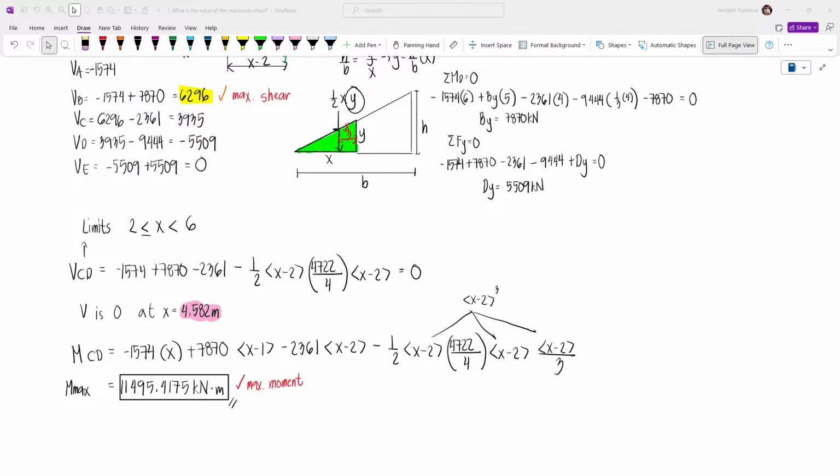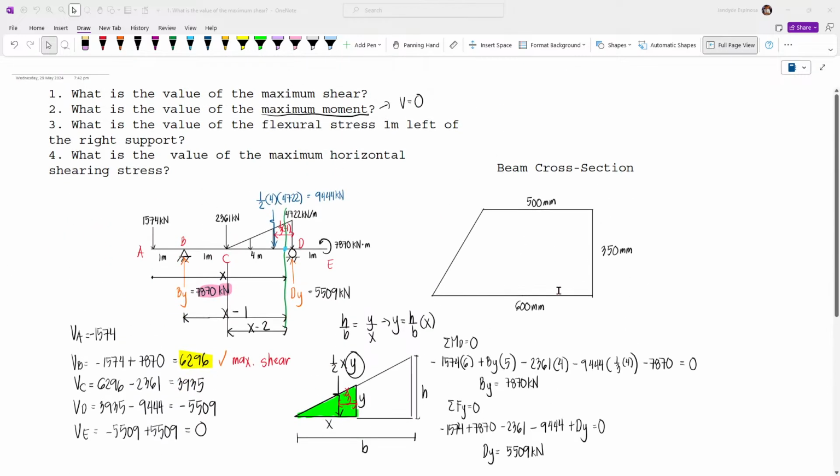Number 3 and 4 are a bit tricky, because our section is irregular. So you will need to solve for the moment of inertia and the centroid. There is a general formula for the centroid of a trapezoid. I don't know if it was taught to you, but you can use it. If not, divide it into two shapes, one rectangle and one triangle.